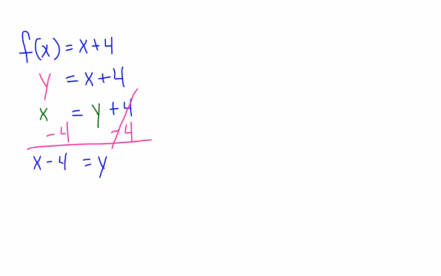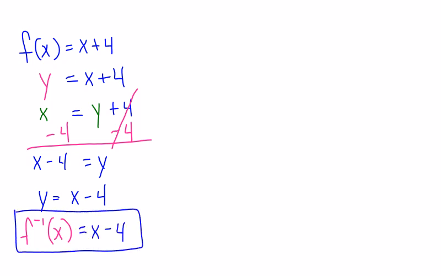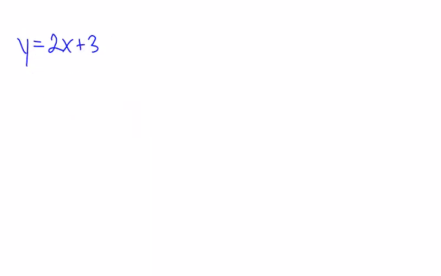And then I'm just going to flip that around. So y equals x minus 4. In an equation, if a equals b, b equals a, so I'm just flipping that around. And then the last thing we're going to do is put f inverse, that notation, in for y, that y that we just solved for. All right, so those are the steps on how to find the inverse of a function. All right, let's try with another one.